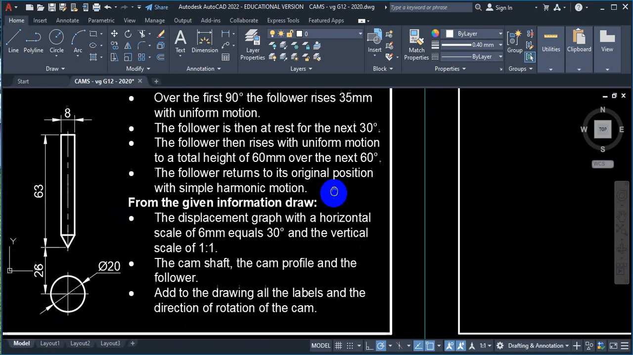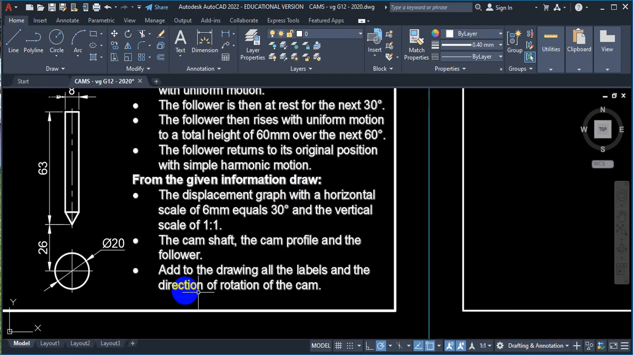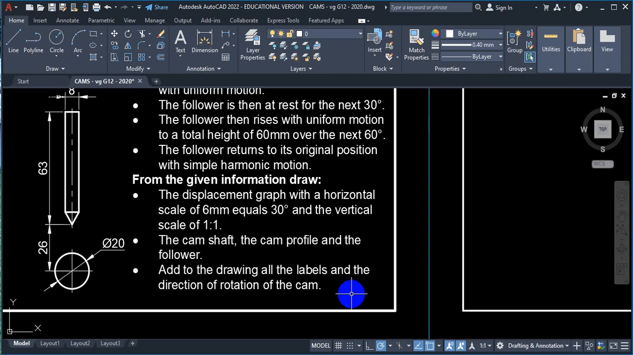Now we need to understand and read what is our scale for our displacement graph. The displacement graph has a horizontal scale of 6 millimeters equals 30 degrees. That's what's important. And a vertical scale of 1:1. The camshaft, the cam follower and the follower, that's what we are given. This is your camshaft, diameter 20. The 26 distance is known as your minimum distance.